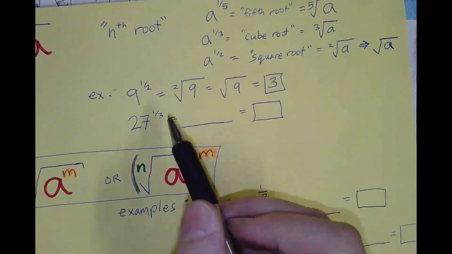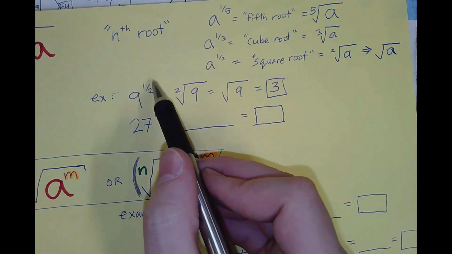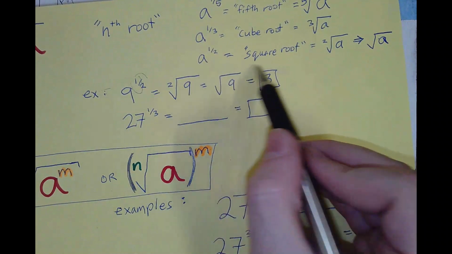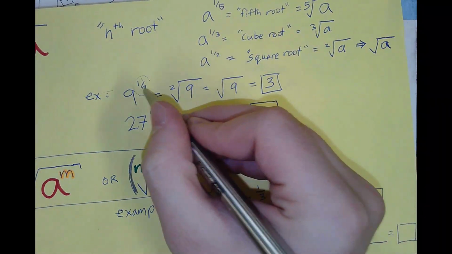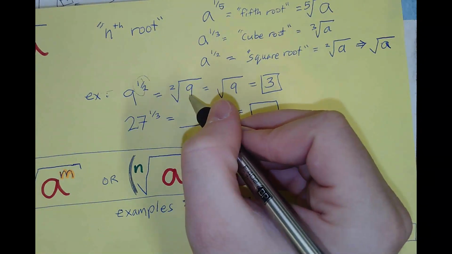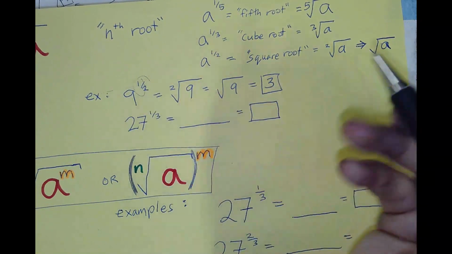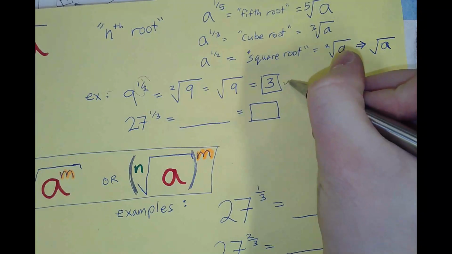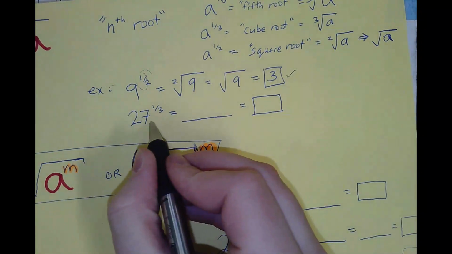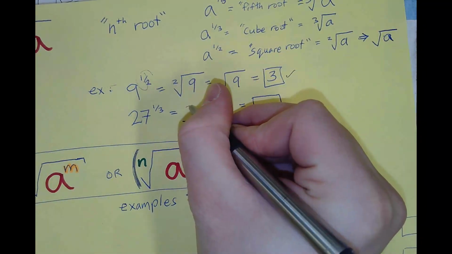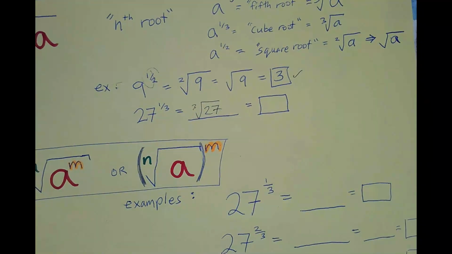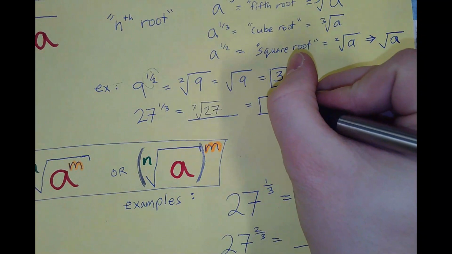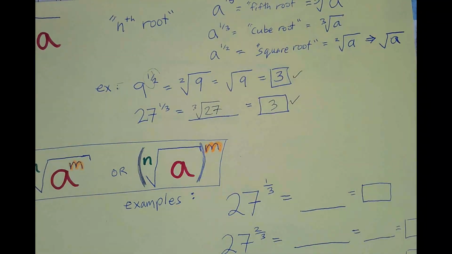Here's an example that I give to you. It's 9 to the 1/2 power. If you know that 1/2 is the square root, then you can write it like this. 9 to the 1/2 is the square root of 9. The square root of 9 is 3, and you're done. What about 27 to the 1/3? We know 27 to the 1/3 is a cube root of 27. What is the cube root of 27? Also 3, and you're done.